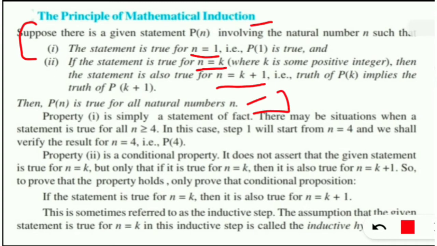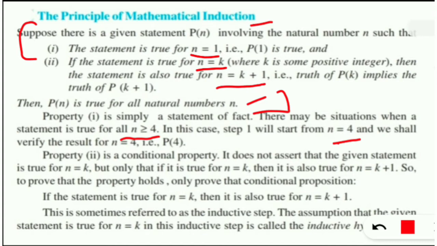Now note, property 1 is simply a statement of fact. There may be situations when a statement is true for all n greater than or equal to 4. If the statement is true for all n greater than or equal to 4, in this case step 1 will start from n equals 4, and we shall verify the result for n equals 4, that is, P(4). Clear?